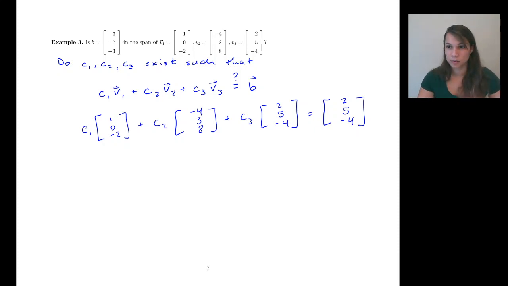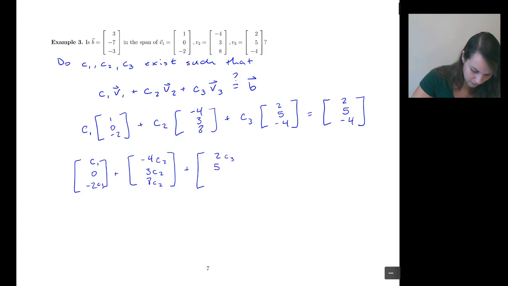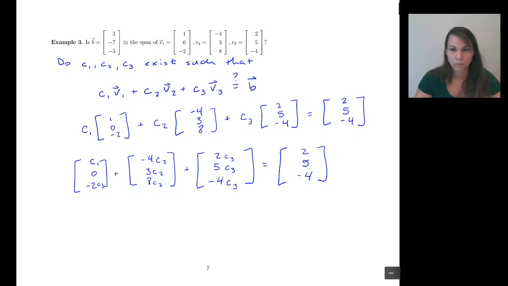Okay, let's try distributing constants. Scalar multiplication, we can do that. So that's going to look like C1 [1, 0, -2] plus C2 [-4, 3, 8] plus C3 [2, 5, -4], so we get [C1, 0, -2C1] plus [-4C2, 3C2, 8C2] plus [2C3, 5C3, -4C3] equals [2, 5, -4]. But I'm not done. We used scalar multiplication.